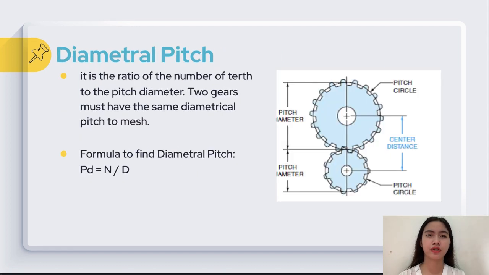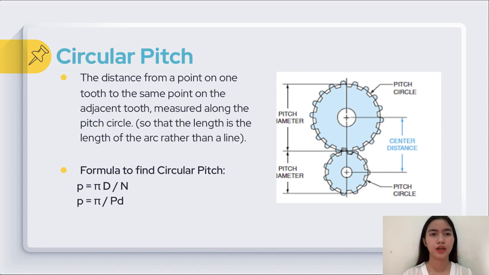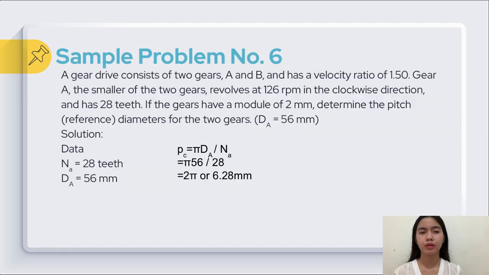Diametral pitch. It is the ratio of the number of teeth to the pitch diameter. Two gears must have the same diametral pitch to mesh. Circular pitch is the distance from a point on one tooth to the same point on the adjacent tooth, measured along the pitch circle.